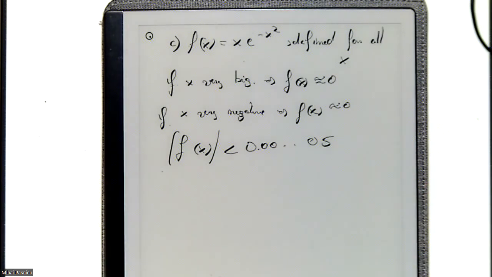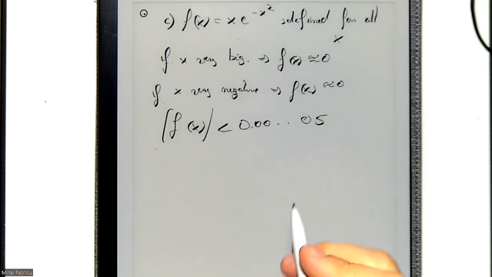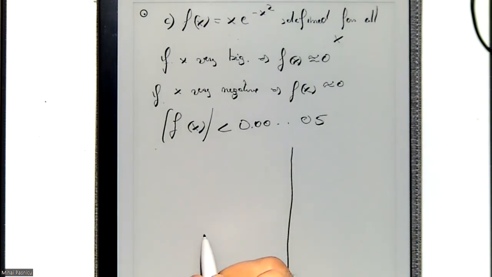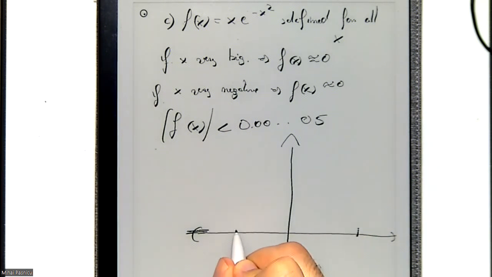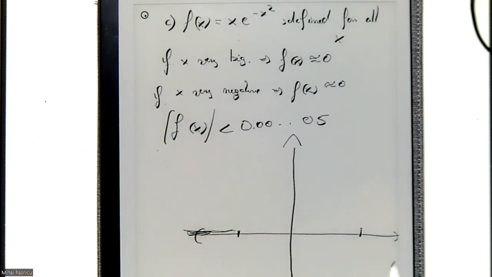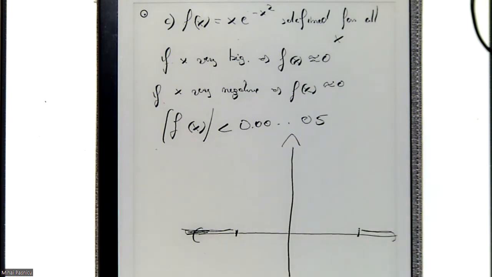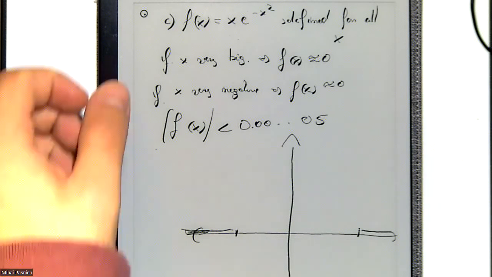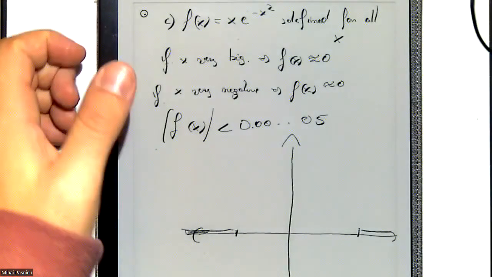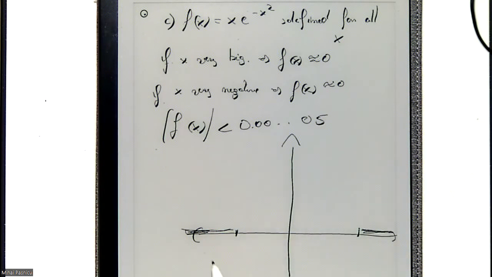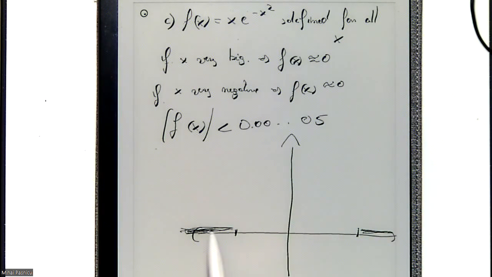So he's basically saying that your function, after some numbers here and here, is very small. It's like this. Okay, that's exactly what he's saying. If x is very big, then it's approximately 0, so it's approximately 0 here. And if x is very negative, it's approximately 0. That's what he's claiming in the hint.